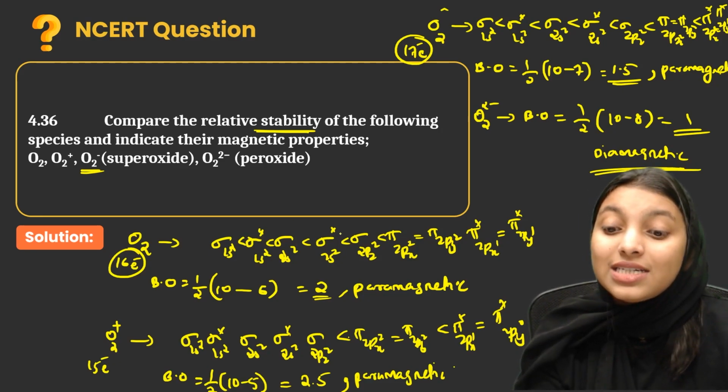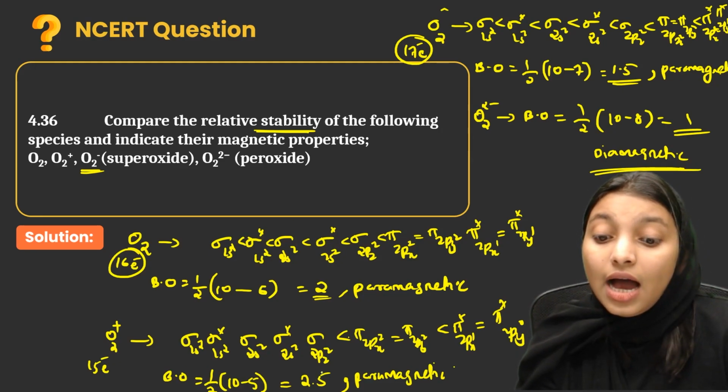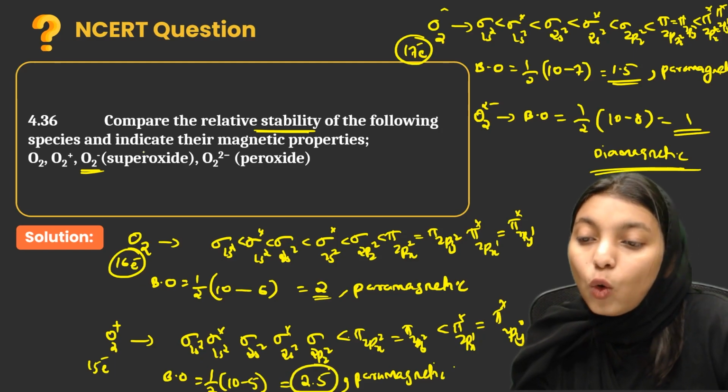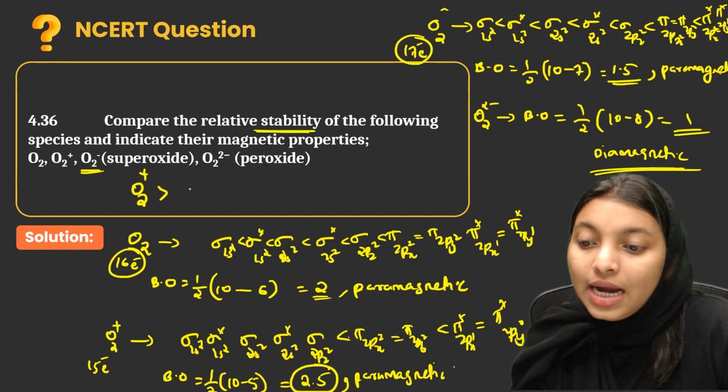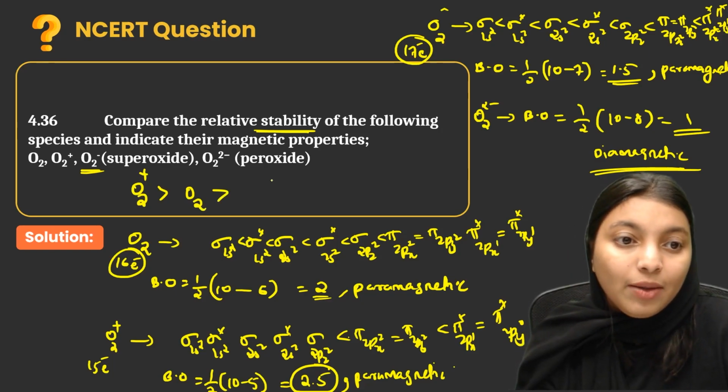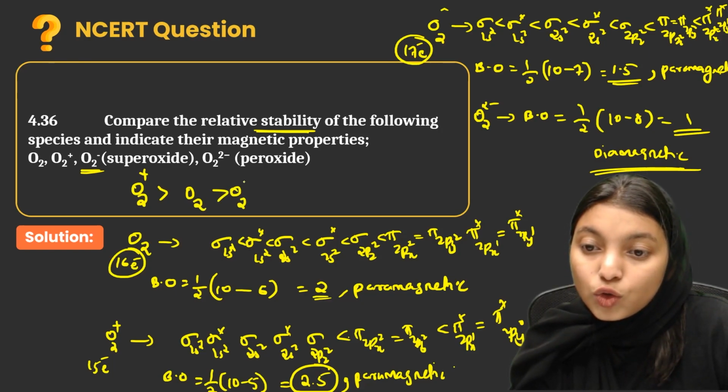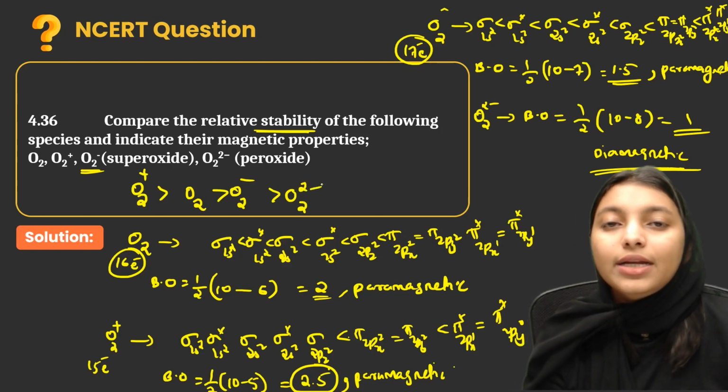And coming to their stability, which will be more stable, the high bond order one, that is O2 plus, will be more stable than O2. Then we'll be having 1.5, that is O2 minus, than O2 2 minus.